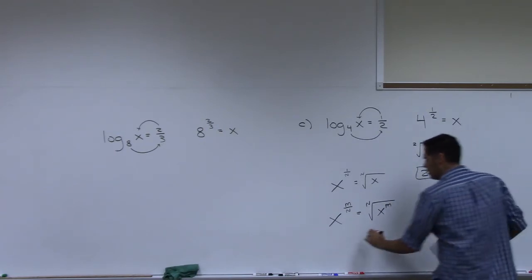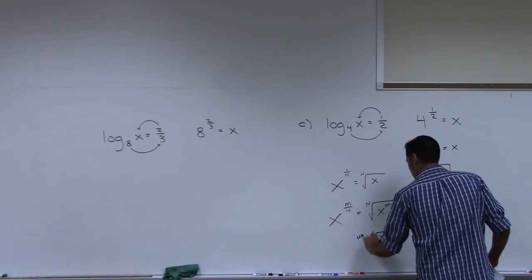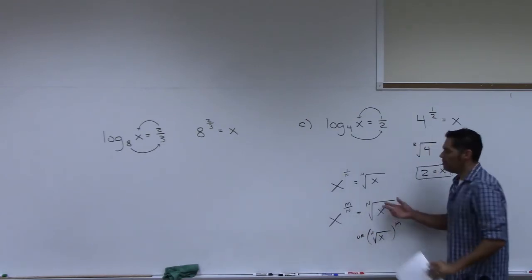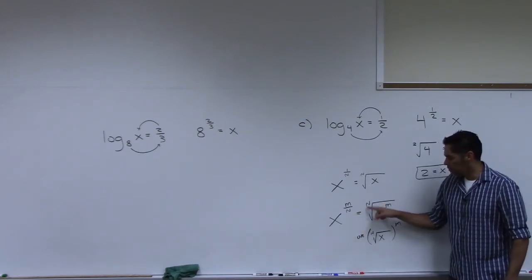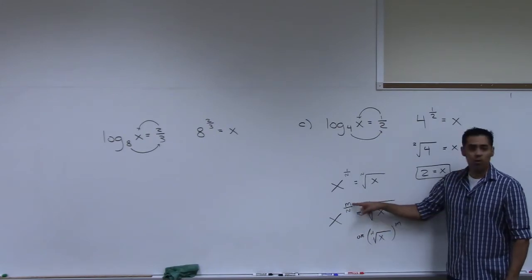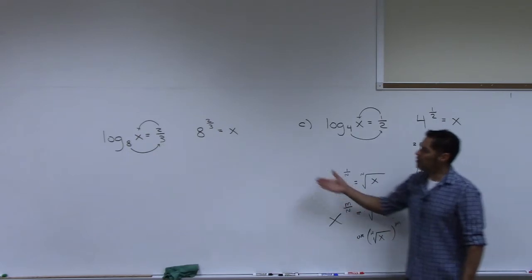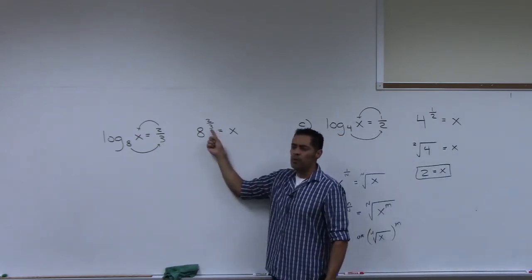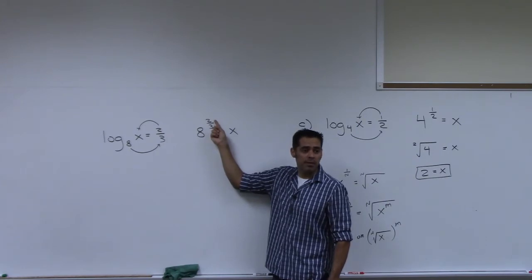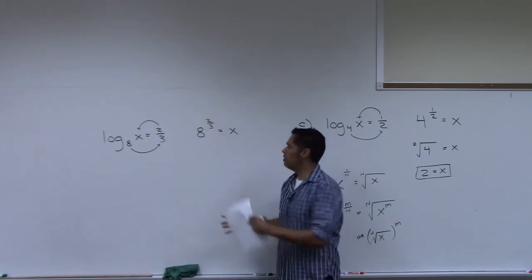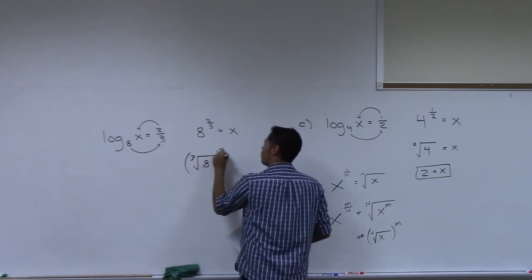Or you could write the nth root of x, all of that to the m. The way that I remember this is that whatever the denominator is going to be the root you're taking, and the numerator is the power on this thing. So for this right here, I'm going to be taking the cube root of 8, and then I'm going to be squaring that answer. Understand? So what is the cube root of 8? I'm going to figure out what that is, then I'm going to square it. That's x.